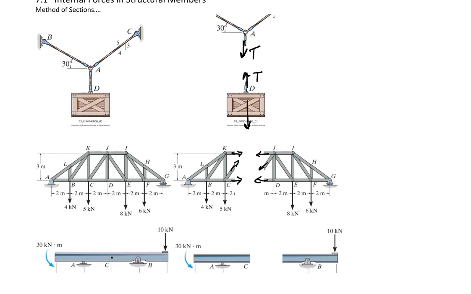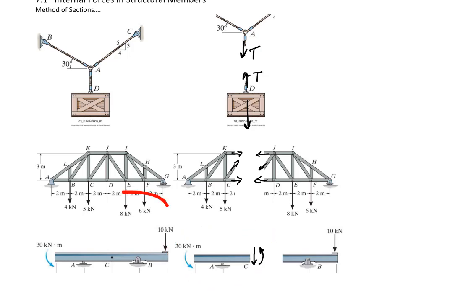A beam that has some loads on it, for example, a 30 kilonewton meter couple over here and a 10 kilonewton load over here, has some forces going on internally. If I want to find out what is happening at that point, I can draw a little section here, separate it out, and define the forces that are happening. We'll call them right like that. Let's say that there's a force going down, and maybe there's also a moment going in this direction that will be required to keep this portion in equilibrium.